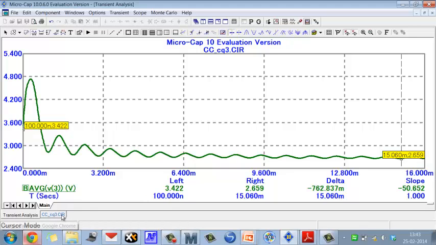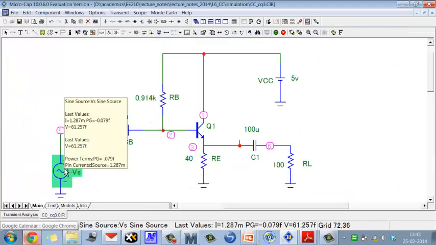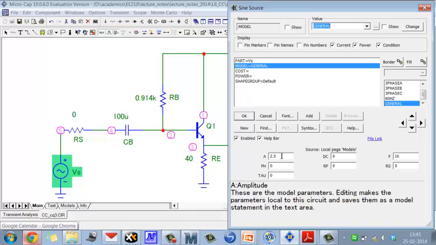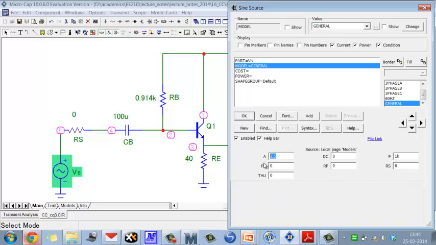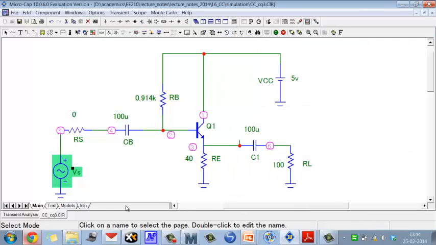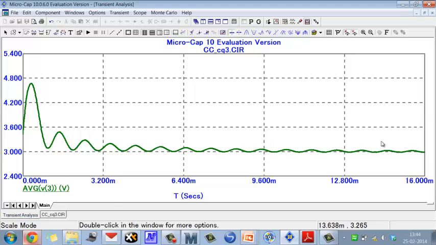Now note, I can change the AC voltage here, and we can see the change in the magnitude. Suppose I don't apply 2.5, I apply 2 volt AC. I'm not changing anything except for the input voltage. Let's look at the transient. Now my bias point is 3 volt here. So the bias point is changing with the amplitude of the input sinusoid.